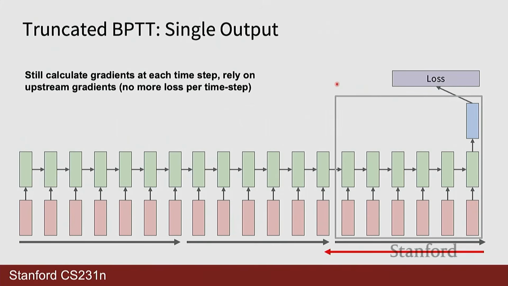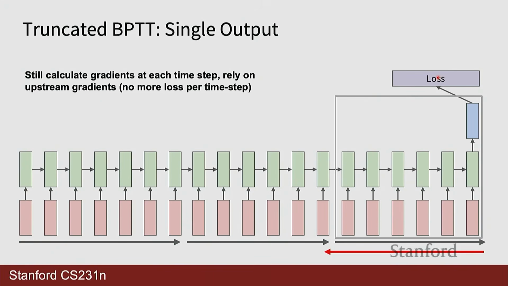So one other thing is that you might ask, how does this work if we have just a single output at the very end? So you can still calculate the gradients at each time step, but you will no longer have this loss that's dependent on the output of the time step itself. Rather, you'll be relying on upstream gradients.